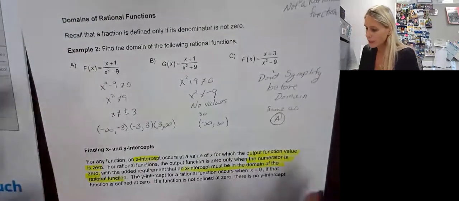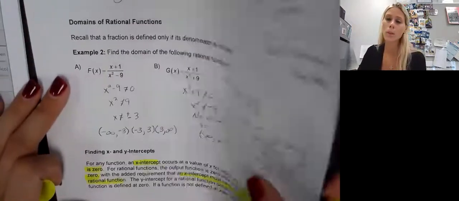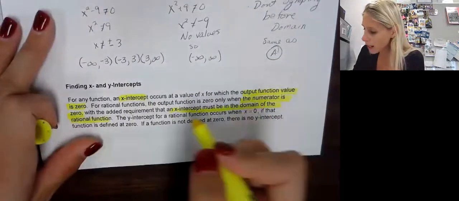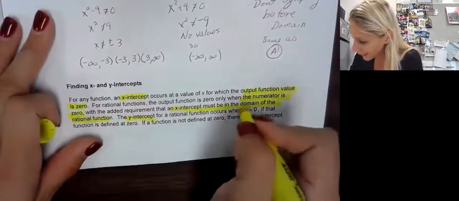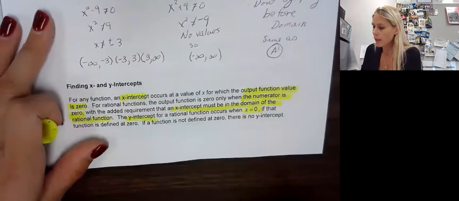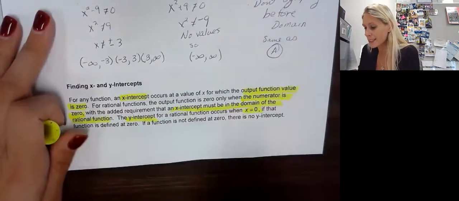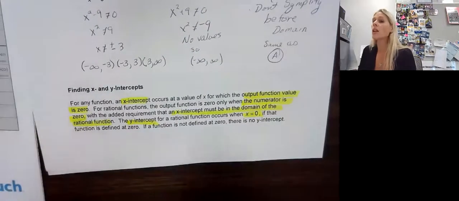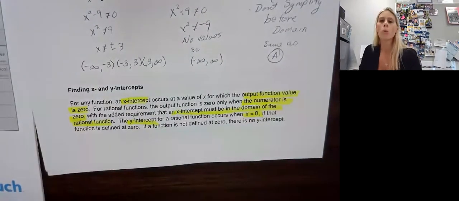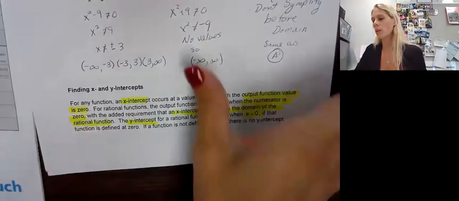The y-intercept's so much easier, right? Because the y-intercept happens when x equals 0. So all you have to do is plug in. If the function is not defined at 0, then there is no y-intercept. We'll get into that as we go along.